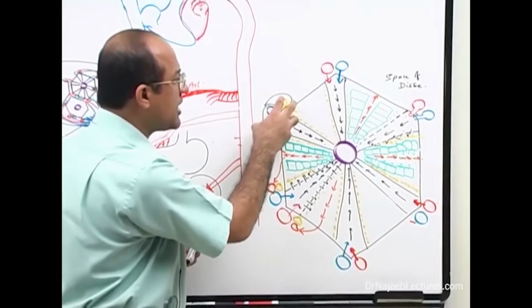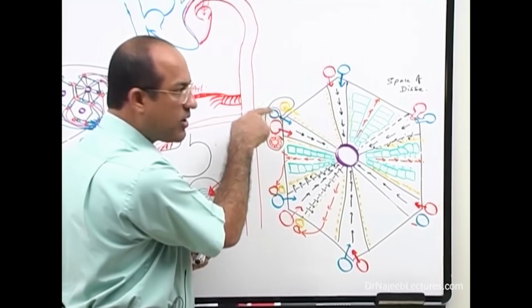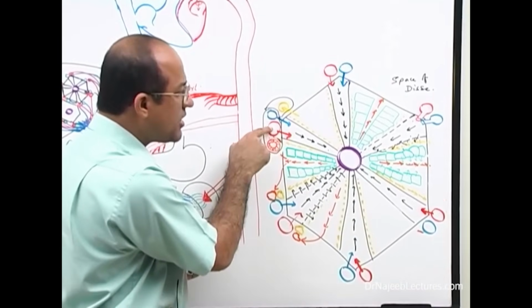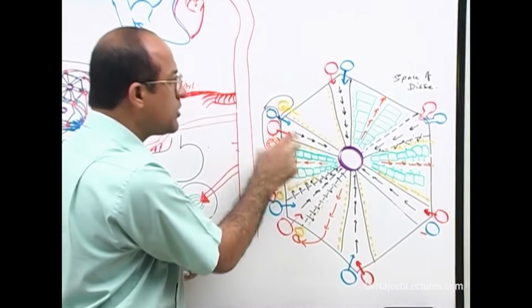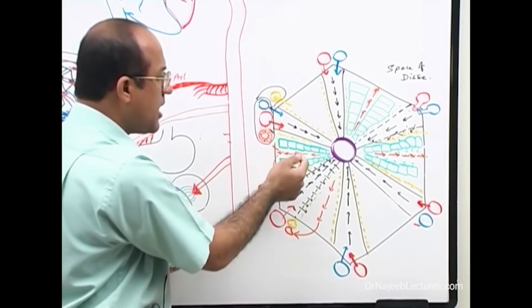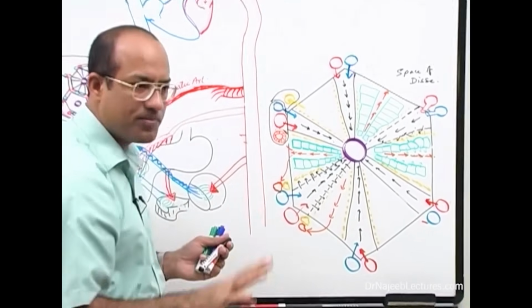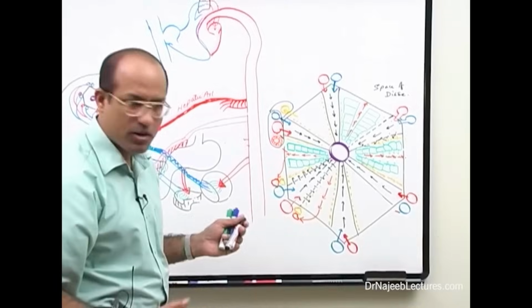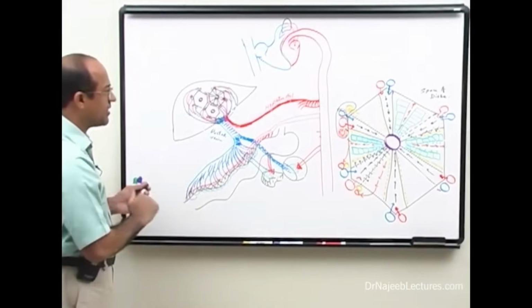In every portal area, we have portal vein input, we have hepatic arterial input, and we have two drainage systems. There is lymphatic drainage system and bile duct drainage system. Is there any question here? No. Now we come back to this diagram.